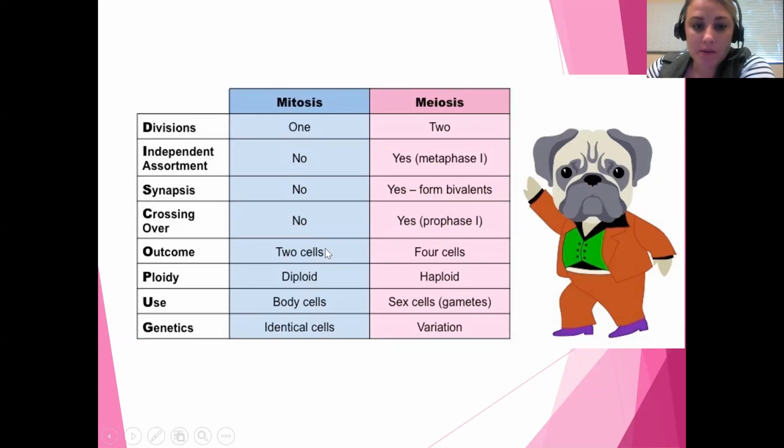Outcome: in mitosis, we have 2 cells that are diploid. The use is the body cells. In genetics, are they the same or different? In this case, they're the same. In meiosis, we have 4 cells that are haploid, and they're sex cells, gametes that will eventually differentiate into sperm or egg. Genetically, they are different. They have a variation, and this is important because that's where we get our genetic diversity from. That's why you don't look exactly like your brother or your sister. You're a combination of them.